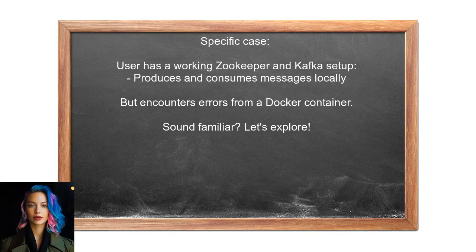Let's look at a specific case. One user reported that they have a zookeeper and Kafka setup on their server that works flawlessly. They can produce and consume messages locally without any issues. However, when they try to do the same from a Docker container, they encounter errors. Sound familiar? Let's explore this together.